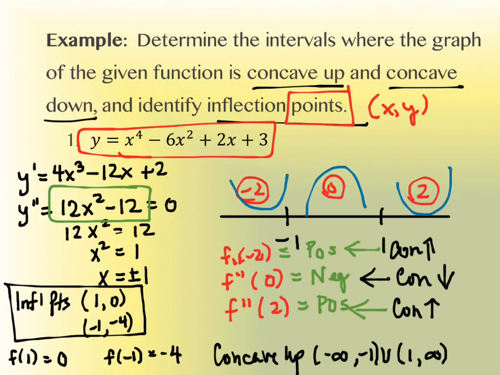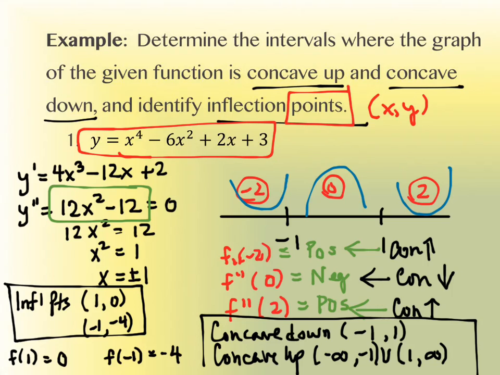Move this up a little bit. And then it's concave down between that. That is from negative 1 to 1. So this piece of information, along with the other boxed-in inflection point and piece of information, answers the question.